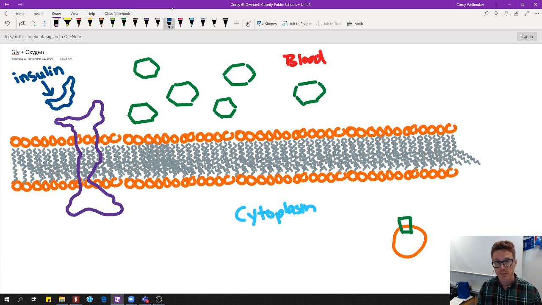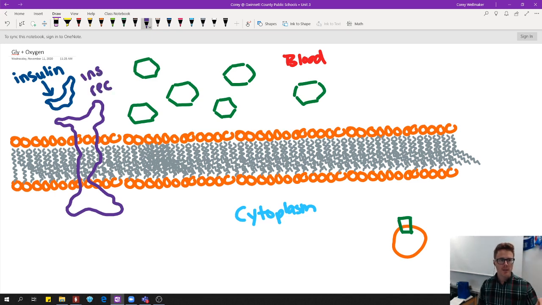A target cell is just a cell that contains a protein receptor that's capable of binding to the signal molecule. So this could be like a muscle cell, it could be like a liver cell. The point is that it's a target cell because it has an insulin receptor.